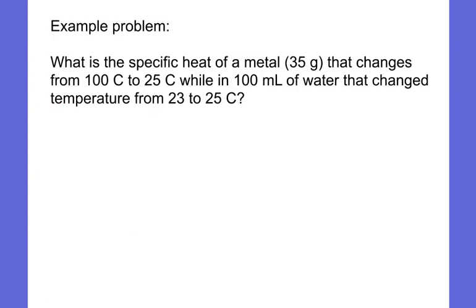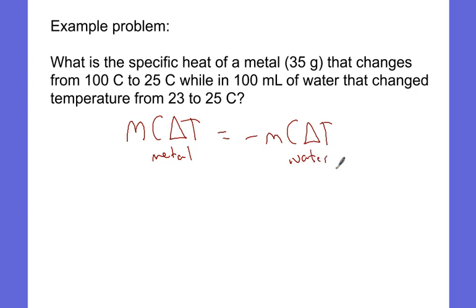Okay, let's look at a couple example problems of the type of mathematical things that you might have to figure out. So the first one: what is the specific heat of a metal that changes from 100 degrees Celsius to 25 degrees Celsius, while in 100 milliliters of water that changed temperature from 23 to 25 degrees Celsius? So when we have two different substances exchanging temperature, we're always going to go MC delta T, this is for the metal, equals negative MC delta T, this is for the water. So the metal has a mass of 35 grams. The metal's specific heat we don't know. The metal's temperature change is negative 75 degrees Celsius, because it went down 75 degrees Celsius.